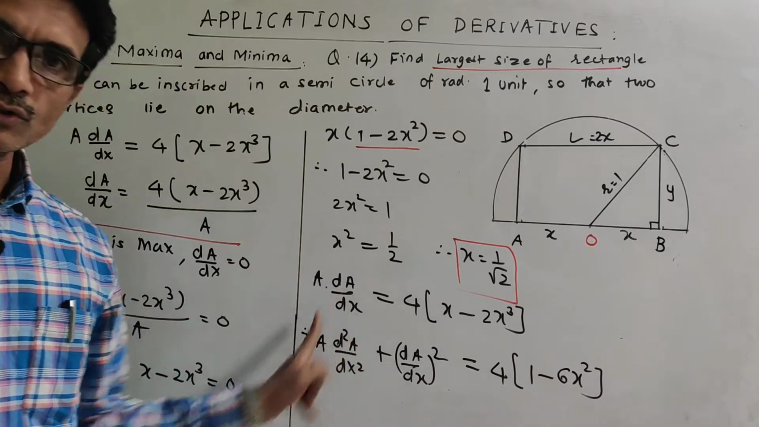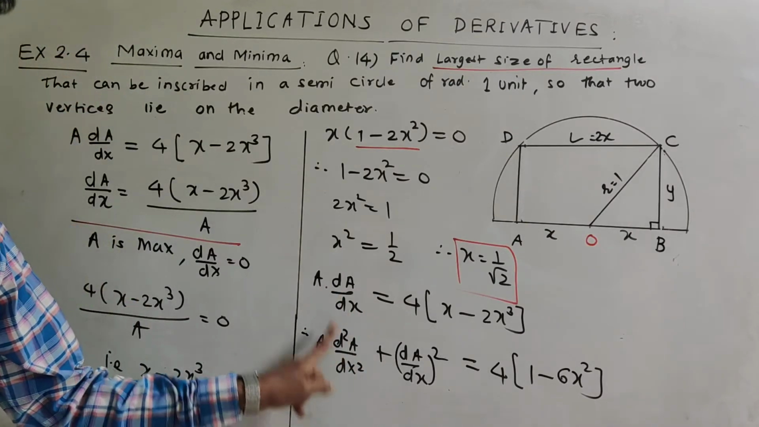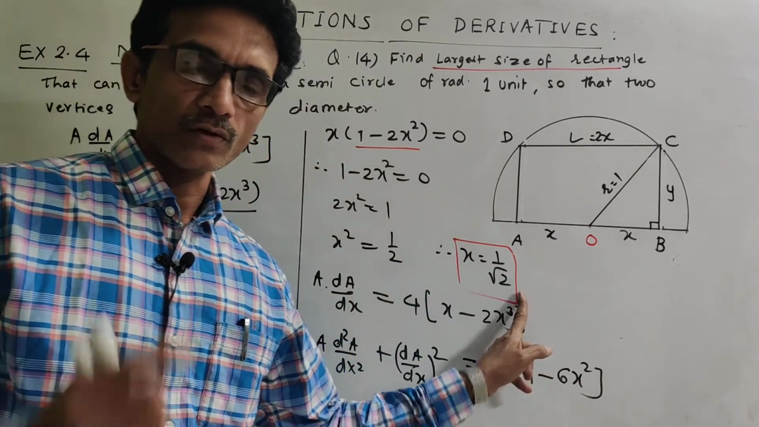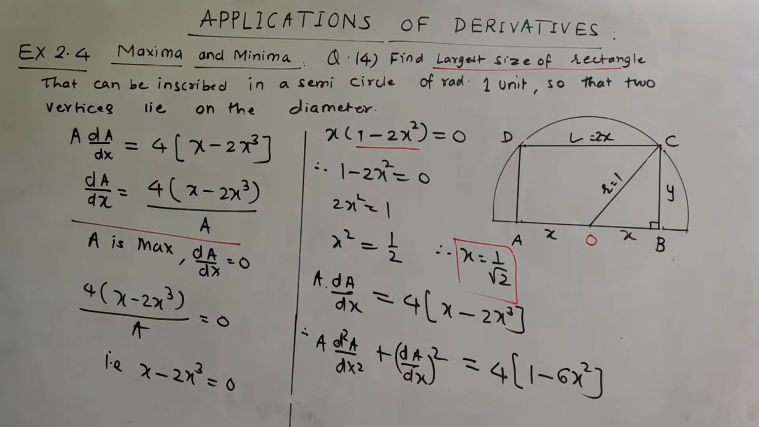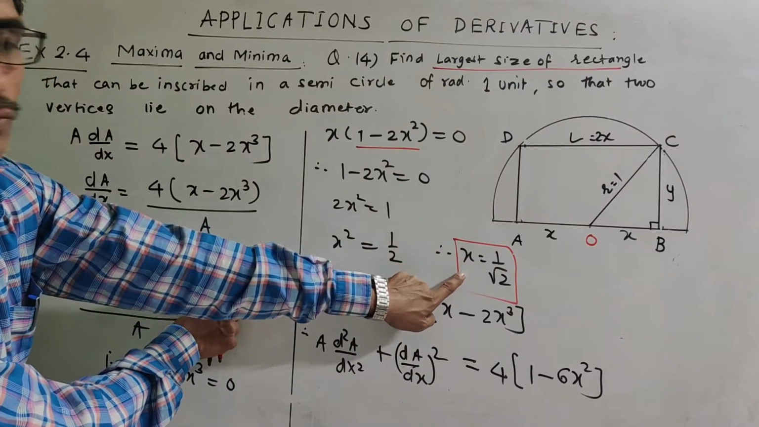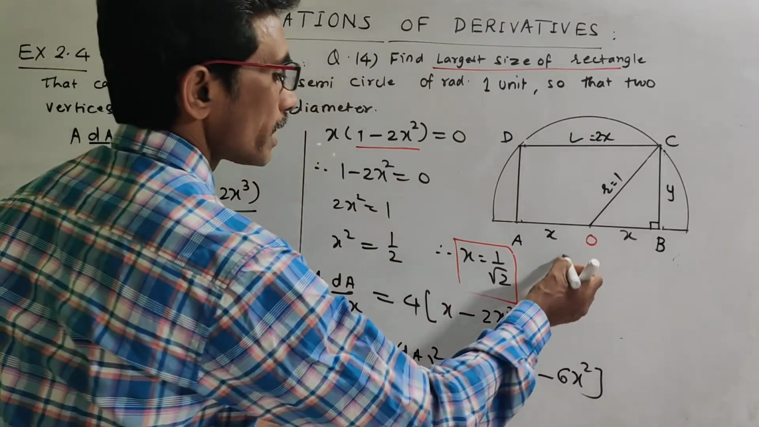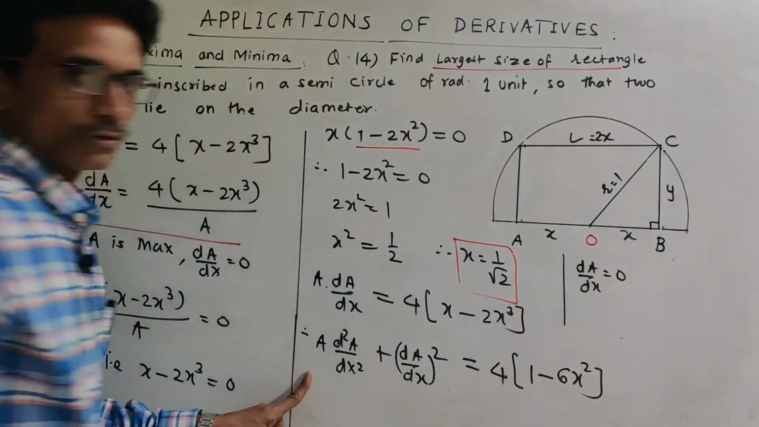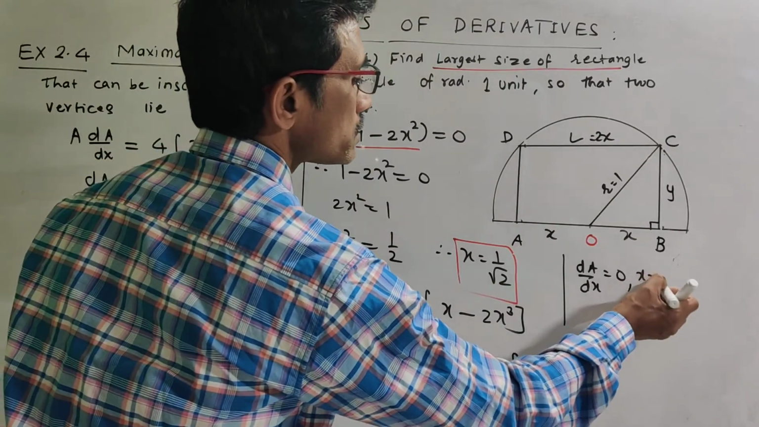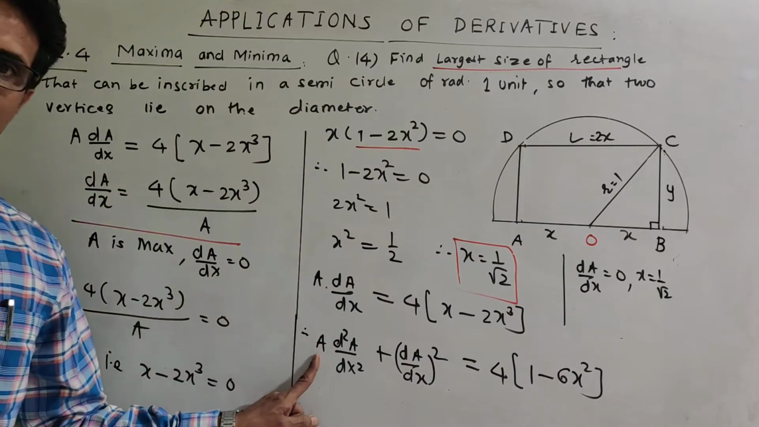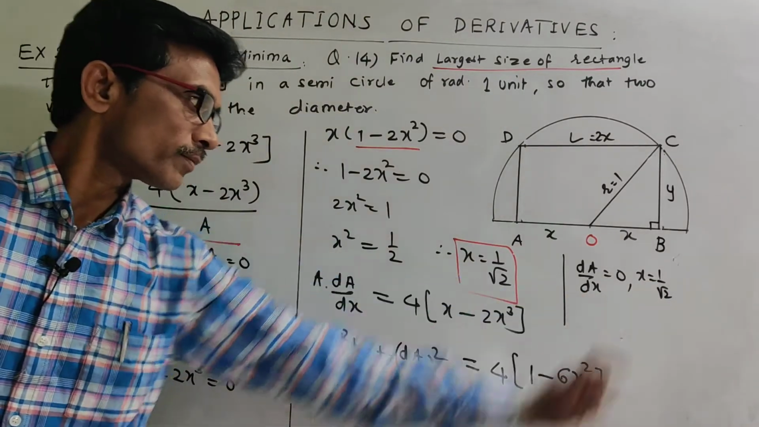Further we want to show that d square A by dx square, that is, the second order derivative, is negative for x equals 1 by root 2. This we want to show. So how can we show it? As we know, dA by dx is equal to 0 for this value x equals 1 by root 2. So we should note that dA by dx is 0 for x equals 1 by root 2. Now we want to find the value of A for x equals 1 by root 2.